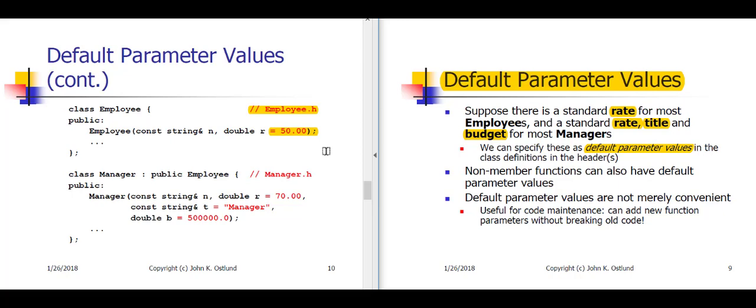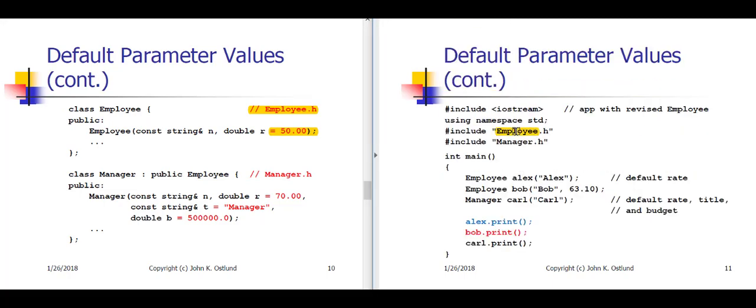If we specify a rate, a double value for the rate, then that value that we specify will be used. But if we don't specify a value, then the employee will get a default rate of 50. Let's take a look at our program on slide 11. Here we see that we're including the employee.h header. So in our program, the compiler will understand what an employee is and also will understand that the constructor has a default value for the rate.